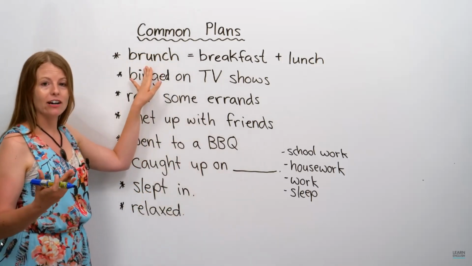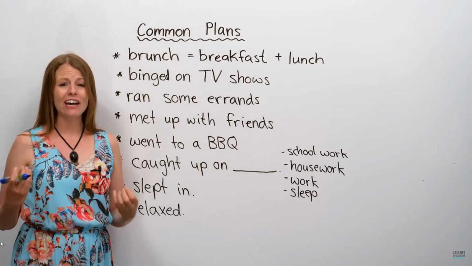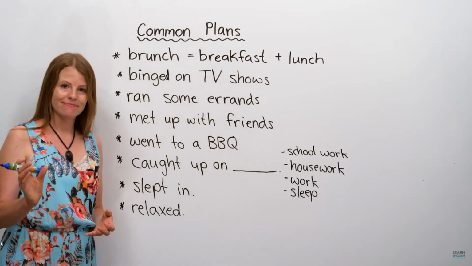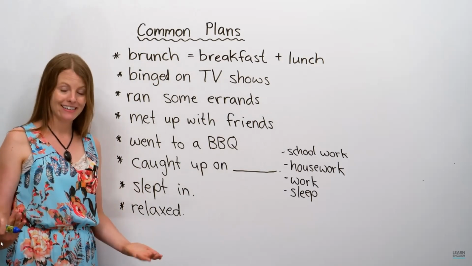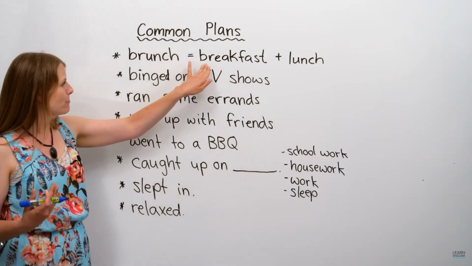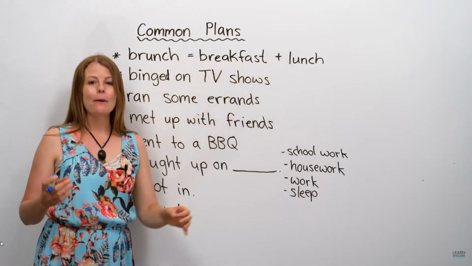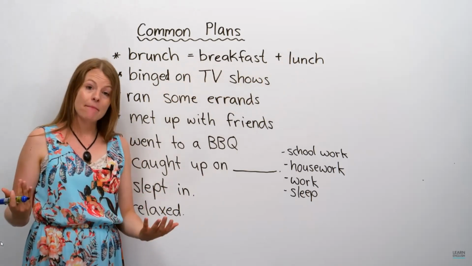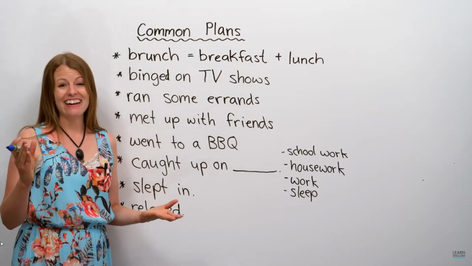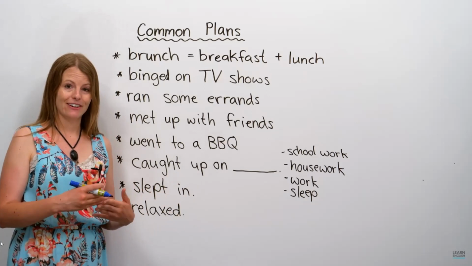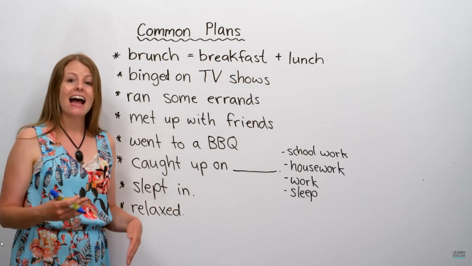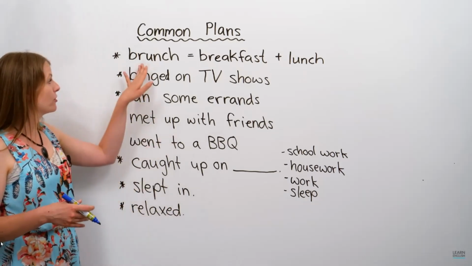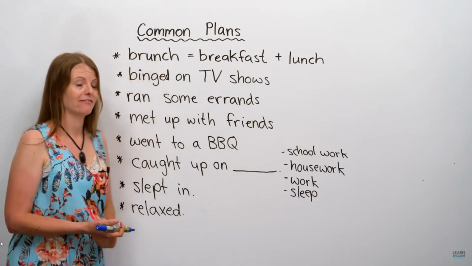Now, the first thing I wanted to talk about is brunch. Brunch is very popular in North America and other countries as well. Brunch is a meal. People often have brunch at restaurants. And if you notice, I've put equals, breakfast plus lunch. So brunch is between breakfast and lunch. It's usually around 10 a.m. or 11 a.m. And people, especially on Sundays, often go for brunch. Okay, so you can say, "On Sunday, I had brunch with my family. On Sunday, I had brunch with some friends." So you'll hear people talk a lot about brunch in North America.